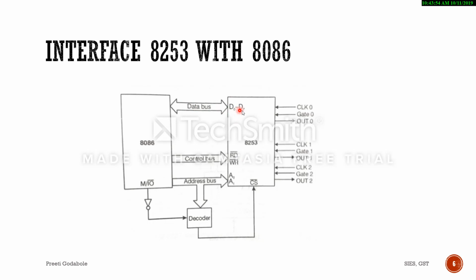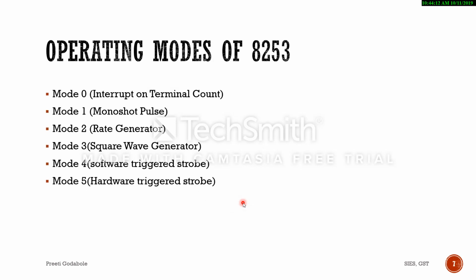8-bit data bus, that is D0 to D7, is essential to interface 8253 with 8086. The chip select is going to be generated by a decoder which is going to make use of M/IO bar line and also the address lines A0 and A1, with which 8253 is going to be selected.